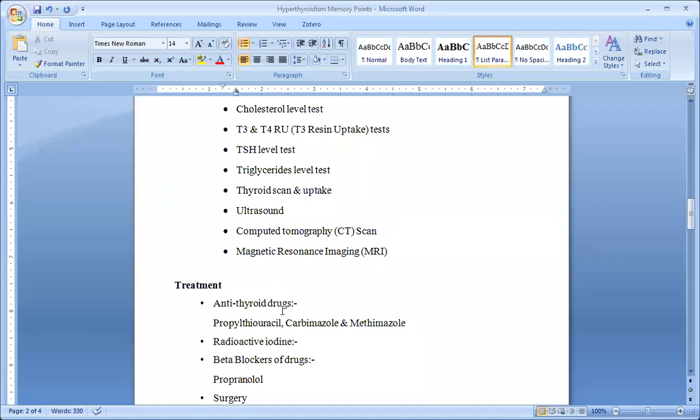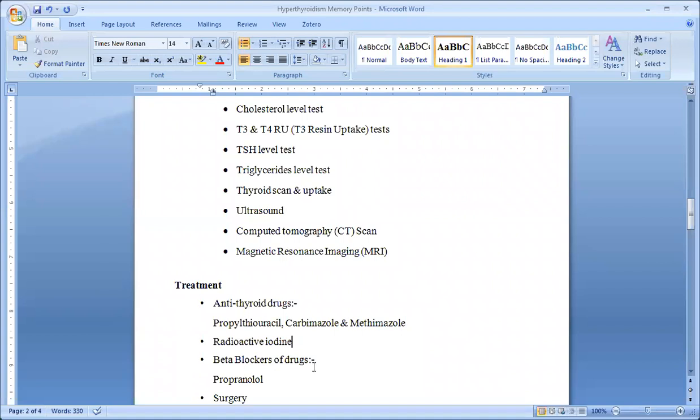So what is the treatment? Anti-thyroid drugs. What is their main function? They reduce or stop the production of the thyroid hormones T3 and T4. Radioactive iodine: due to that radiation, it stops the secretion of the thyroid hormones from the thyroid gland.